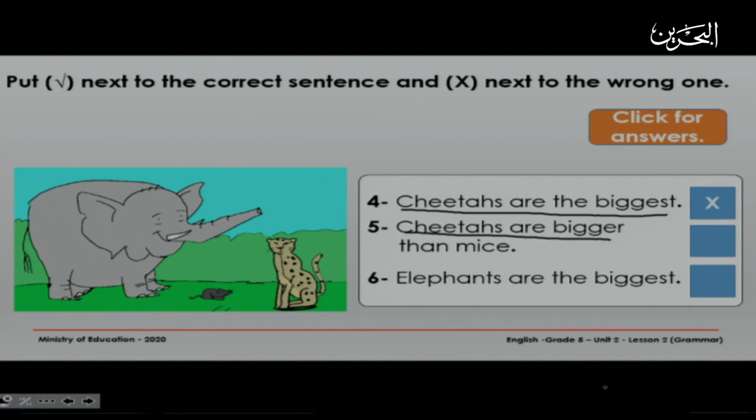Cheetahs are bigger than mice. Look at the mice here. Yes, very good. Elephants are the biggest. Look at the big, nice elephants. Yes, excellent.